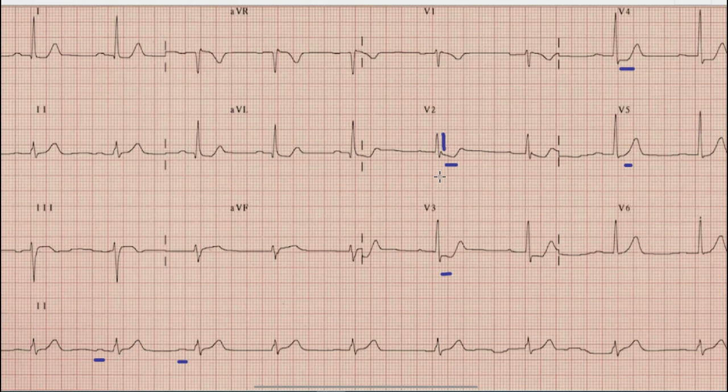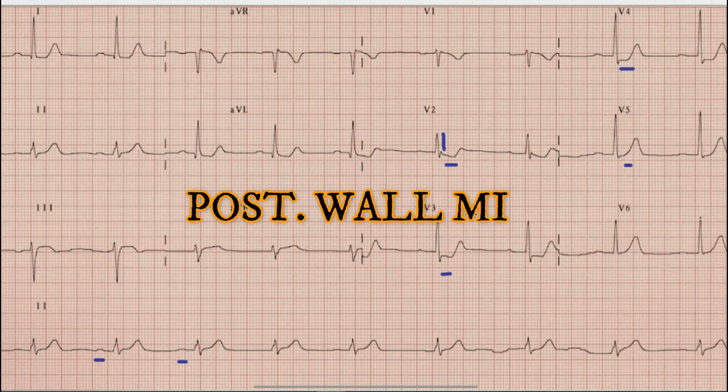So whenever you find prominent ST depressions in lead V1 to V3 along with tall R waves in these right-sided chest leads, and also an RS ratio of more than 1 in lead V2 along with ST depressions in a patient who has typical chest pain, you must always suspect posterior wall MI.